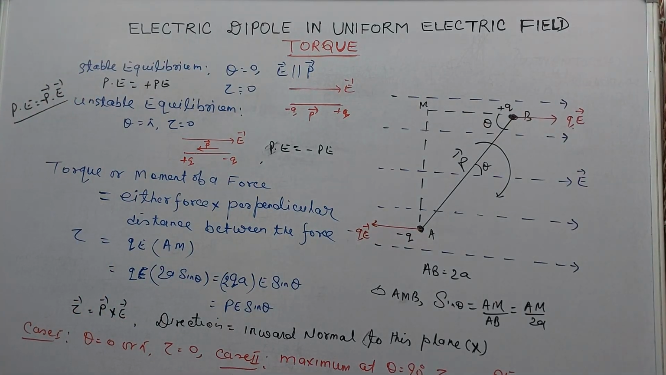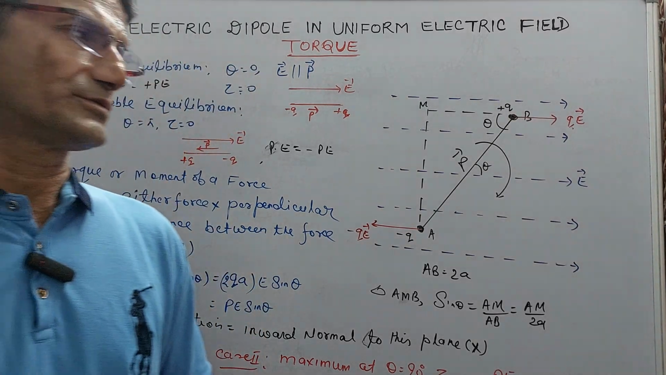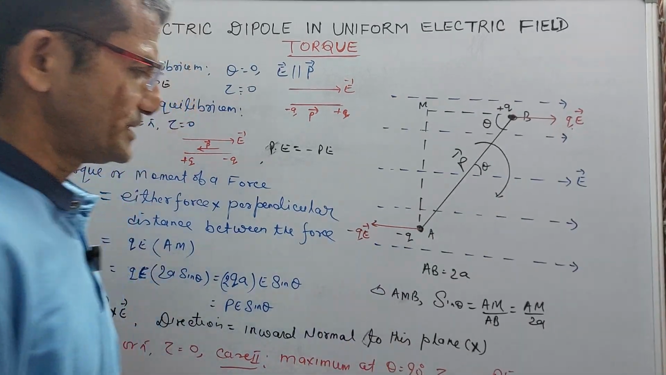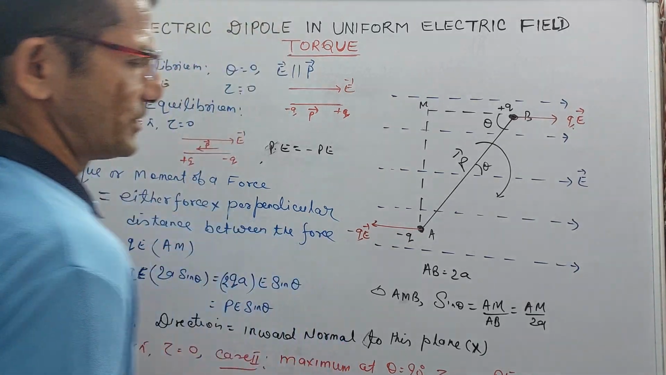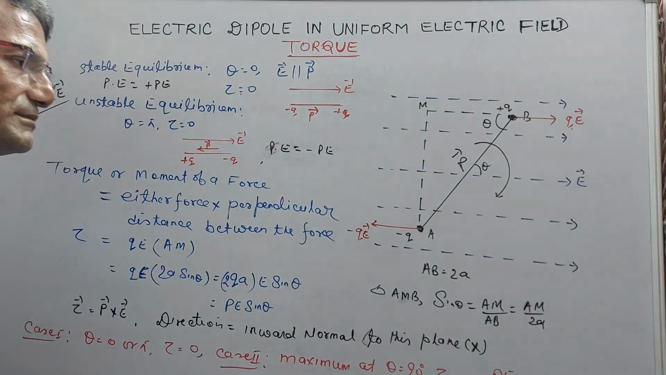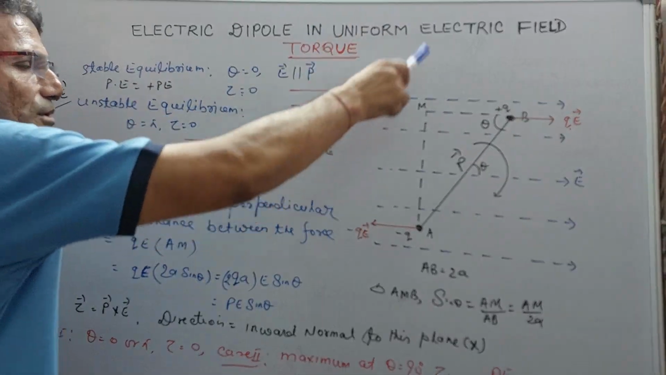So that's all for electric dipoles in uniform electric fields. Second case, if the electric field is not uniform, meaning either the direction or the magnitude is varying, in that case there would be a torque, and the net force will not be zero. There would be some net force when the dipole is placed in a non-uniform electric field.